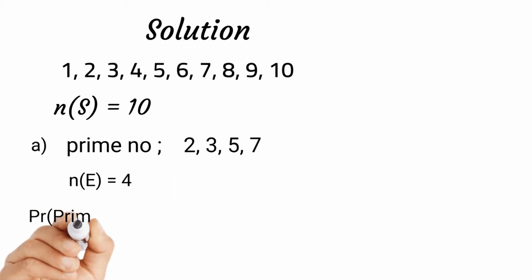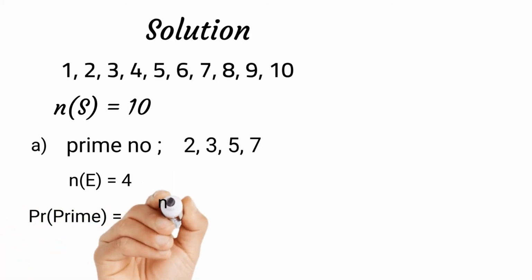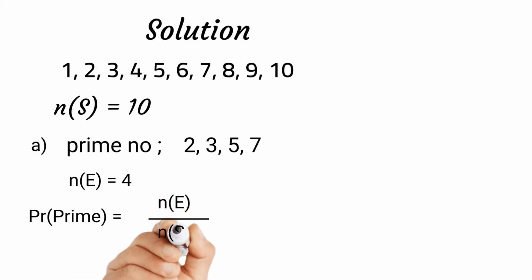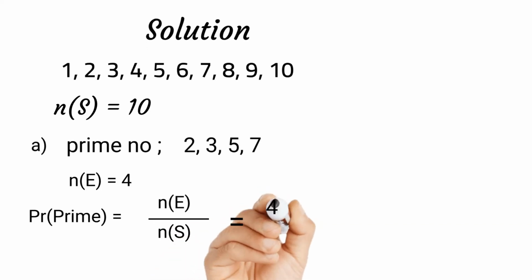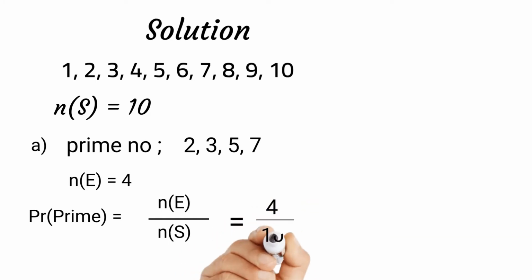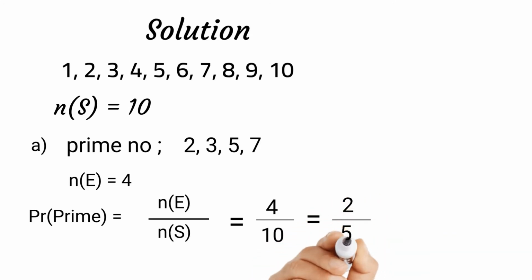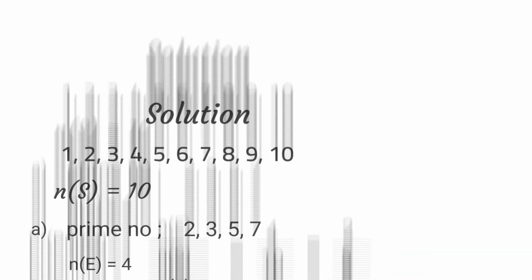So probability of getting a prime number would be number of event space over number of sample space. Number of event space is 4, while the number of sample space is 10. So when you divide, you're going to have 4 over 10. When you break it down, you have 2 over 5. Is that okay? So B part of the question now.